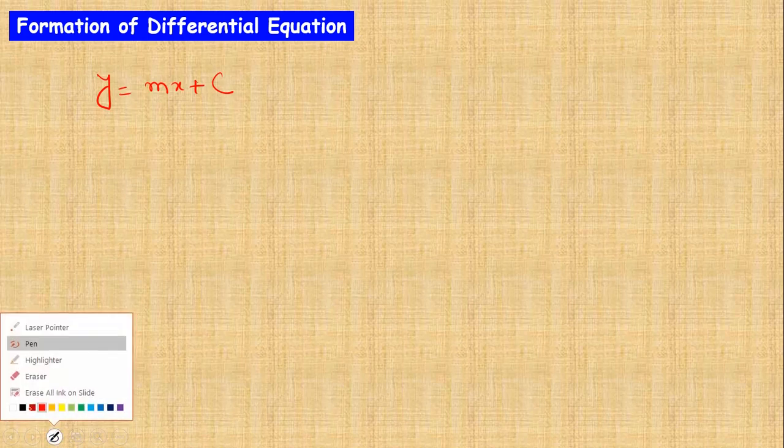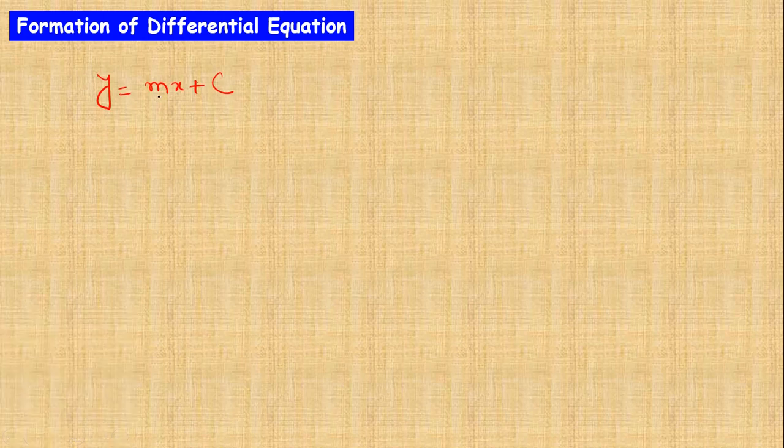Now, formation of differential equation. How can we form a differential equation? Suppose you have an equation of a straight line, y equals mx plus c. This is the equation of a straight line, you know very well. Here there are two constants: m is a constant, and the other constant is c.